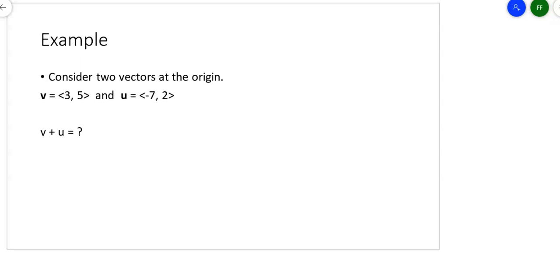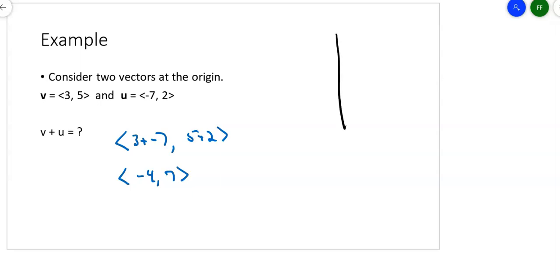Well, I could just numerically take them and add them together. 3 plus negative 7 would be the first coordinate. 5 plus 2 would be the second coordinate. I would want to simplify, so I'll get negative 4, 7. All right, what do the vectors look like if I graph them?